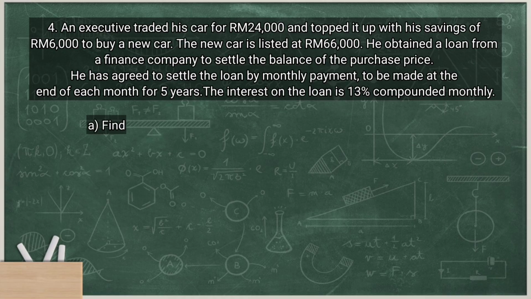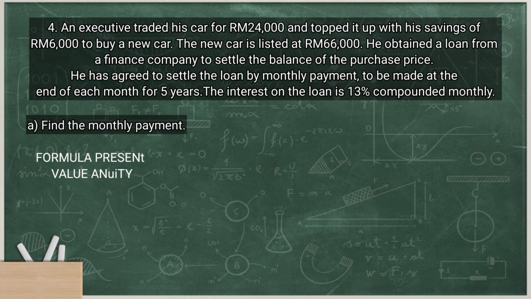Next, we calculate the balance of the car's price that needs to be financed. The car's price is 66,000 and we subtract the contribution, which is 30,000 ringgit. We will get 36,000 ringgit. Now let's move on to calculate the monthly payment of the loan. We'll use the formula for the monthly payment of an annuity, which is the present value.